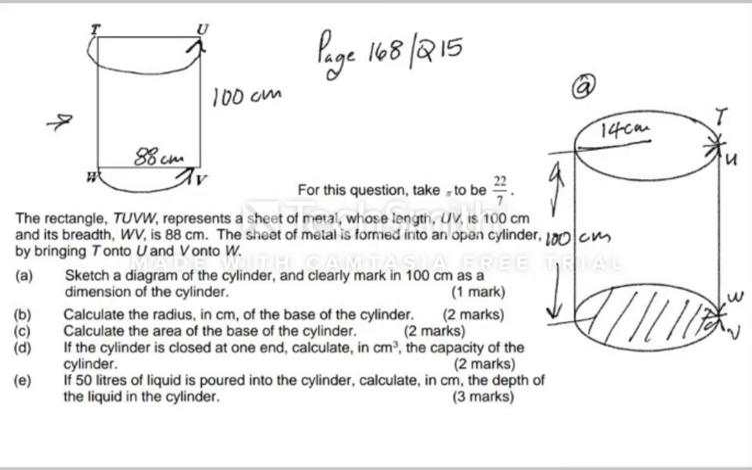It says if the cylinder is closed at one end, in centimeters cube, the capacity of the cylinder. So if the cylinder is closed at one end, I'm assuming they're asking us to calculate the capacity of the cylinder. So what we need to calculate is the capacity of the cylinder.